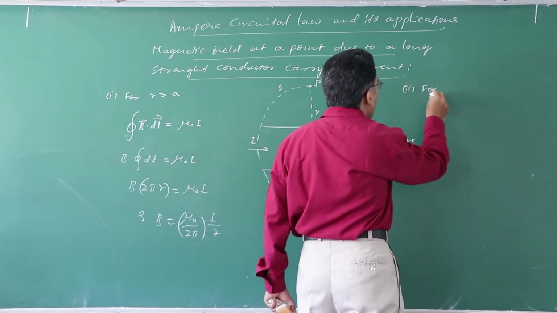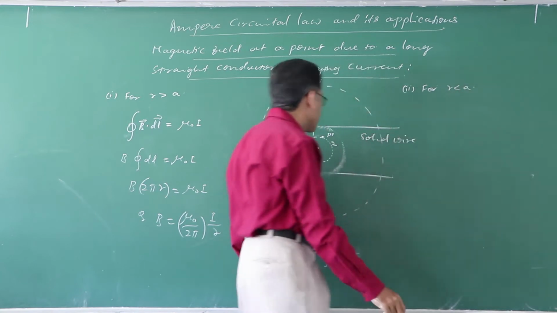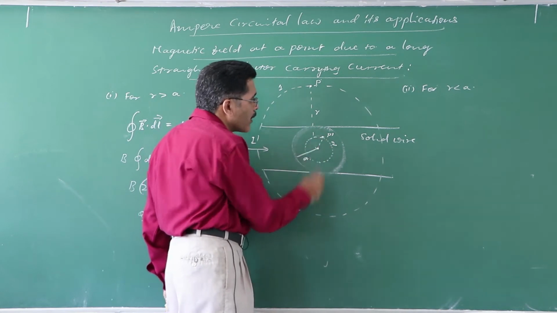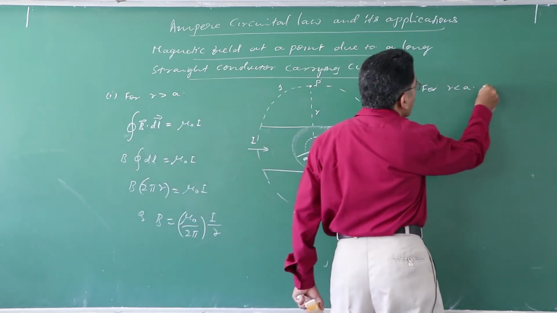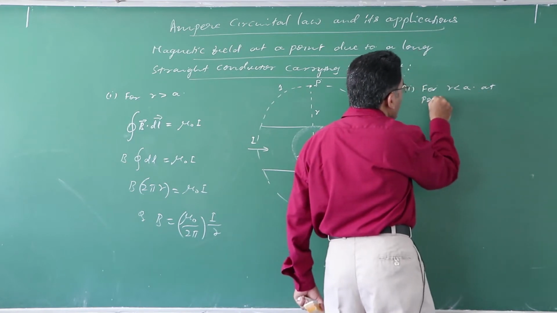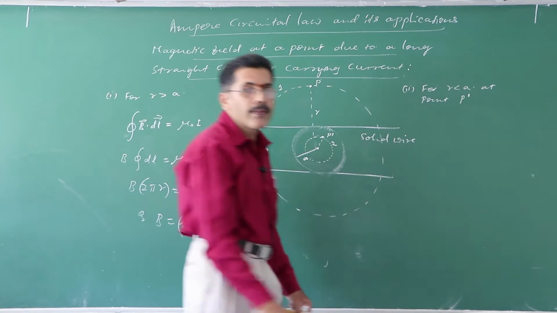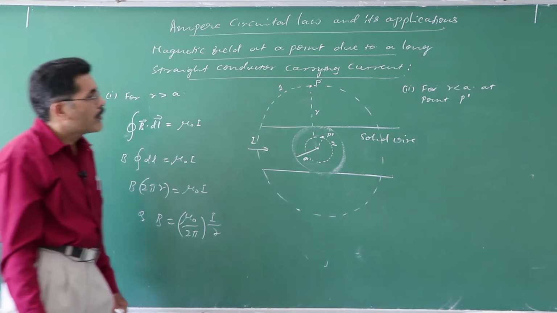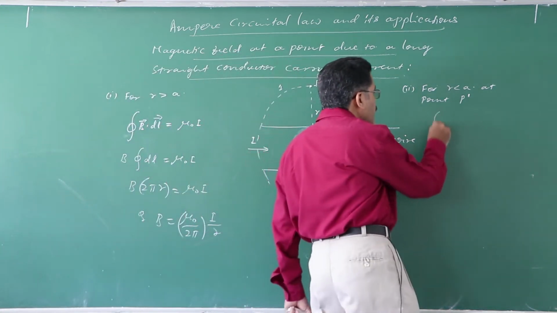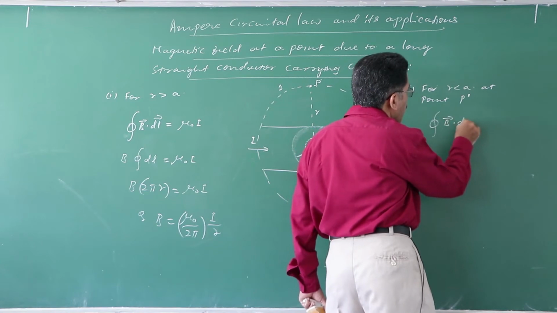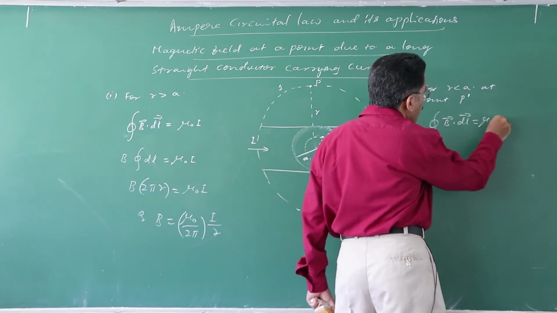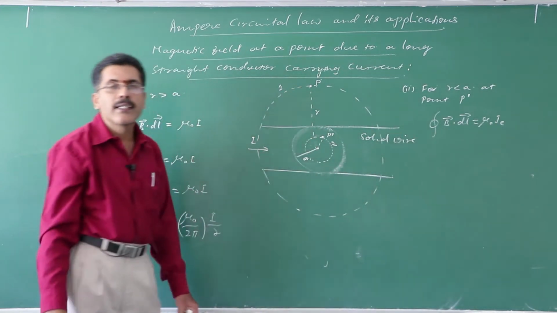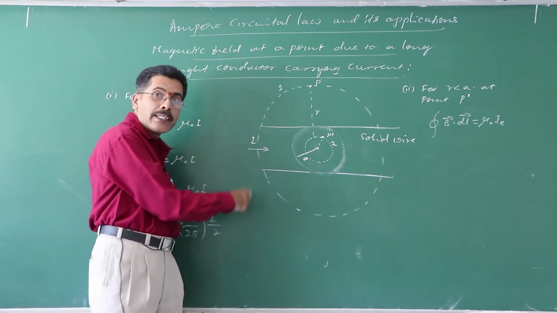For r less than a, that means this is the point, at point P dash. Therefore, as usual, the line integral of B dot dl is equal to mu naught into I enclosed. Here the current through this region is less than the total current.